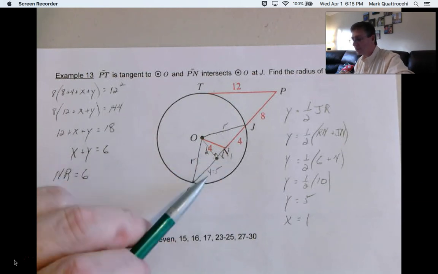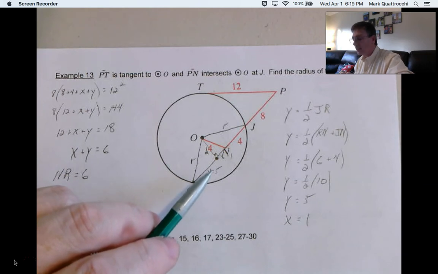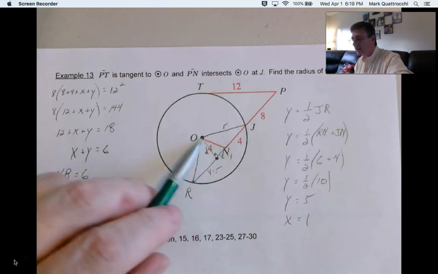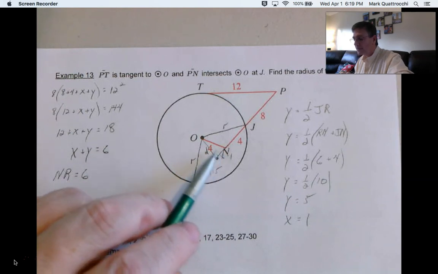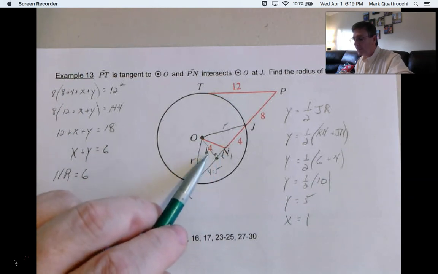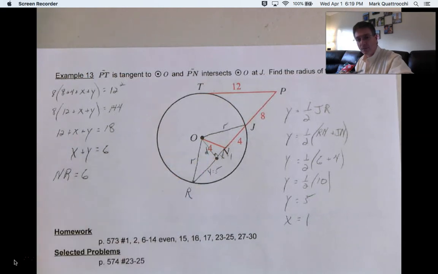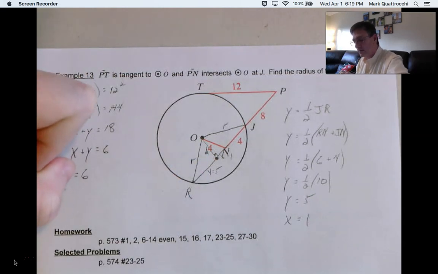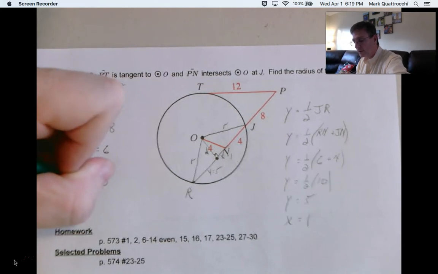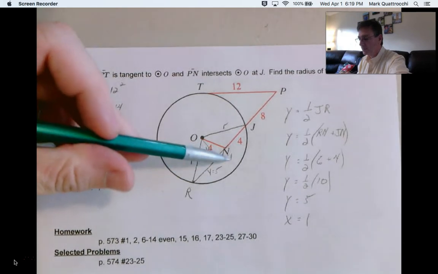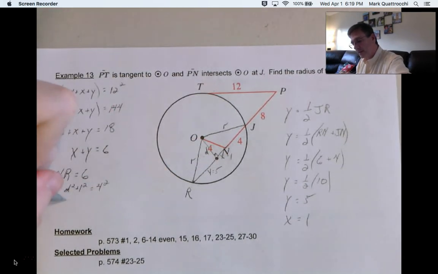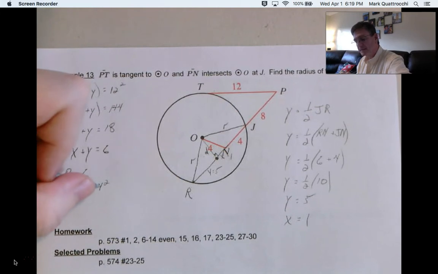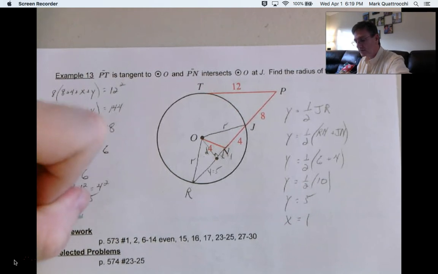Now we can do a little Pythagorean theorem again. ON is 4. X is 1. We can find D doing the Pythagorean theorem. D squared plus 1 squared equals 4 squared. D squared equals 16 minus 1, 15. D equals the square root of 15.